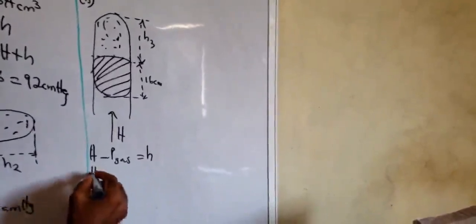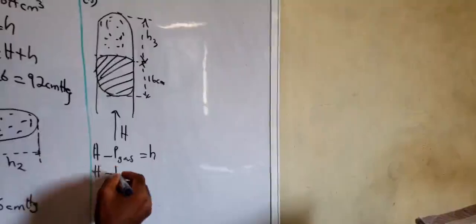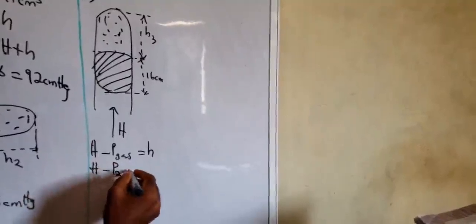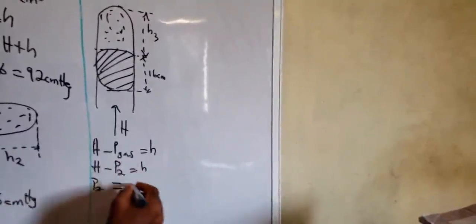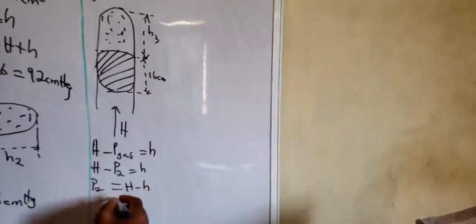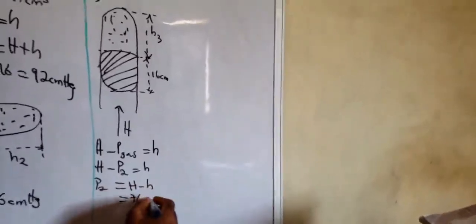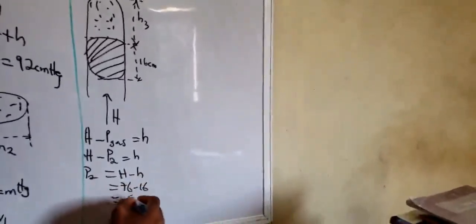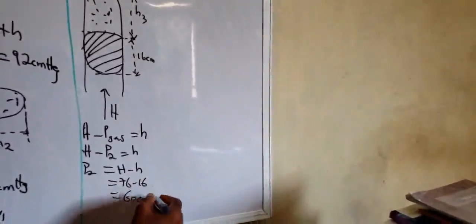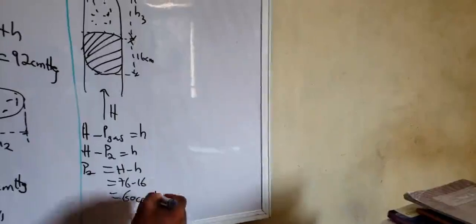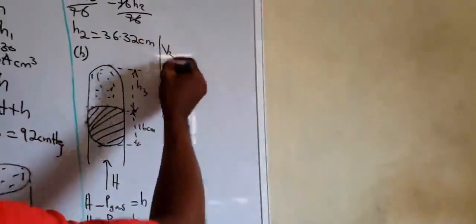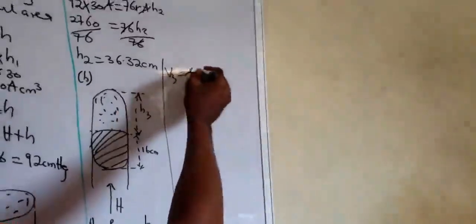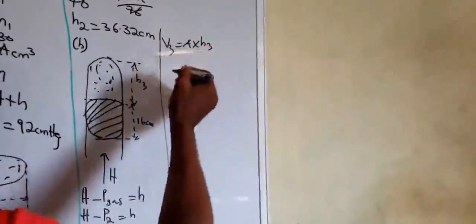So this minus gas pressure is the third pressure of the gas. So we can make it the subject. This becomes atmospheric pressure minus H. 76 minus 16. That is 60 centimeter mercury. And the volume V3 under this condition is A multiplied by H3.